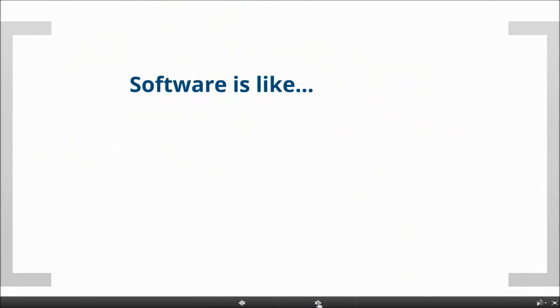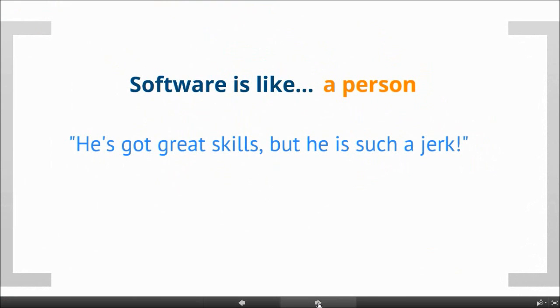When we talk about software in respect of constraints and qualities, it's a lot like talking about a person. You've seen it before. You've described a person as, he's got great skills, but he's such a jerk. She's a beautiful girl, but there's something else about her that diminishes the first part of the statement. Well, it's a lot like that with software. It's got the functionality we're looking for, but it has poor quality, and maybe not poor quality because it's buggy, but maybe it's just poor quality in some other respects, and we're going to be talking about that.